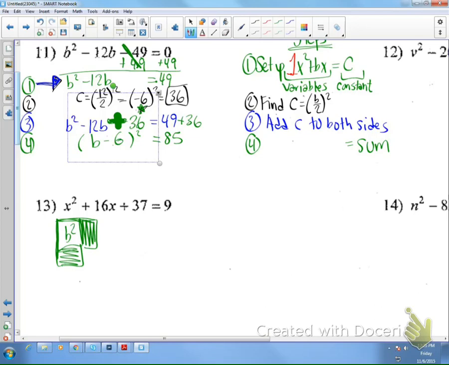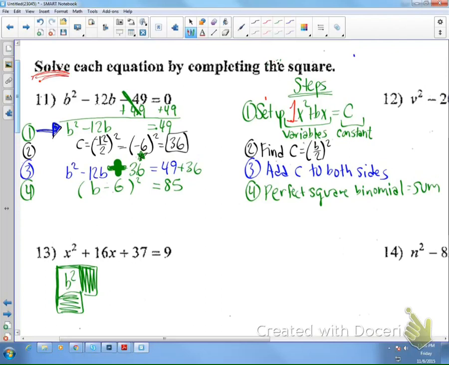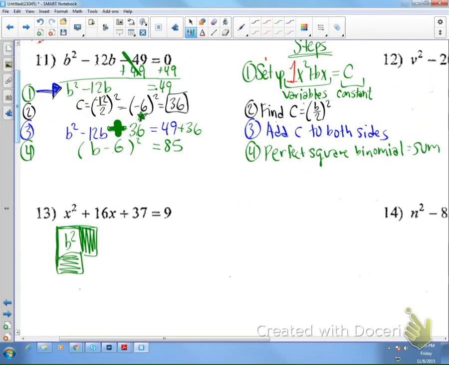No. Okay, so the left-hand side of step 4 is we want our perfect square binomial. I'm going to erase this sum. Perfect square binomial. And the right-hand side, all we did was we just added them, which means sum. Okay, the directions asked us to solve. Solve means we need to find the value of b. We're now at a point where we can find that value of b. So we're going to solve for the variable, and then we're done with that instruction.